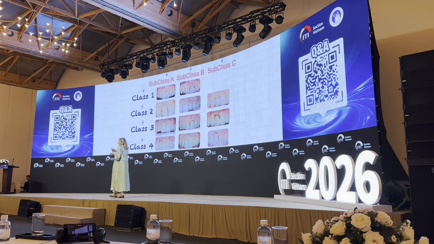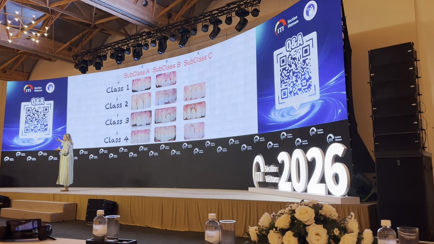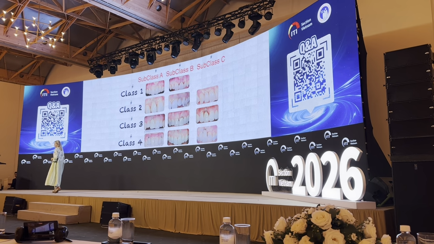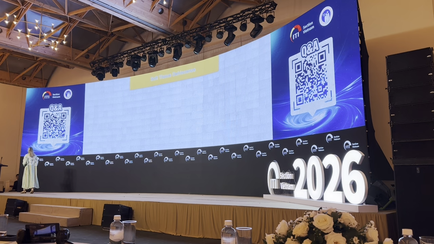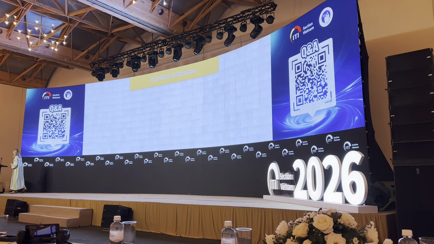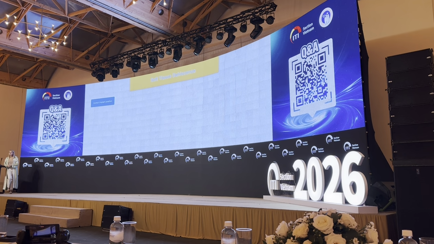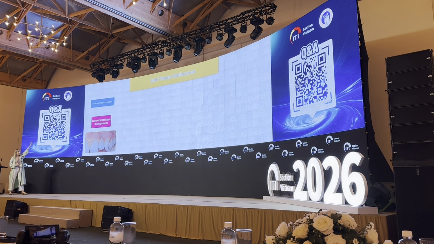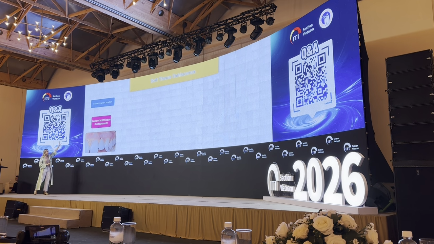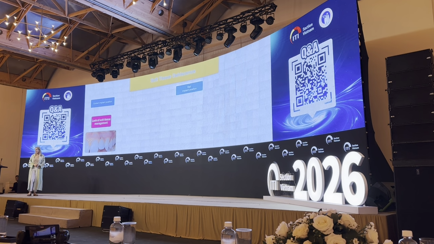We have the 3 subclasses for class 2, 3, and 4, but not for class 1. So if we come back to our decision-making process when we have soft tissue dehiscence, we have to take into consideration that soft tissue dehiscence can occur in implants that are properly placed because of the lack of soft tissue management before or during implant placement.